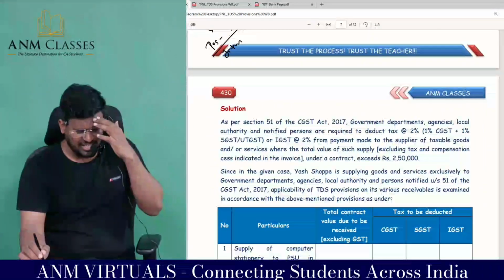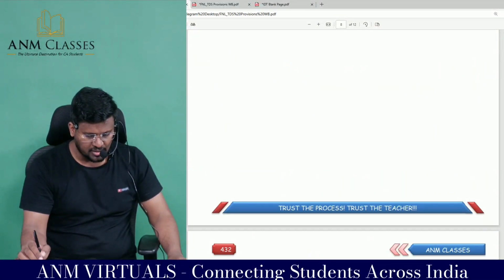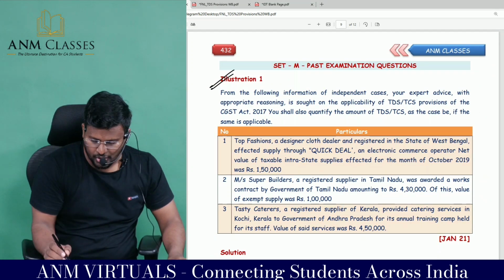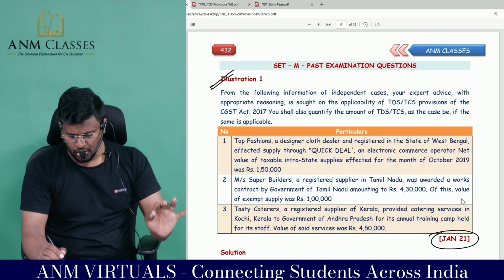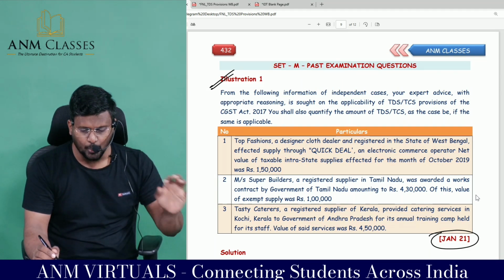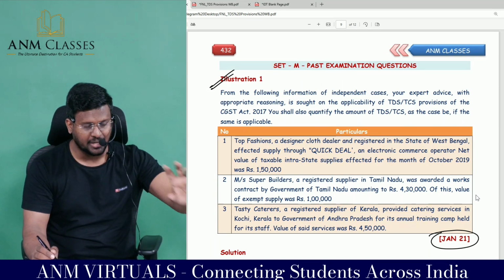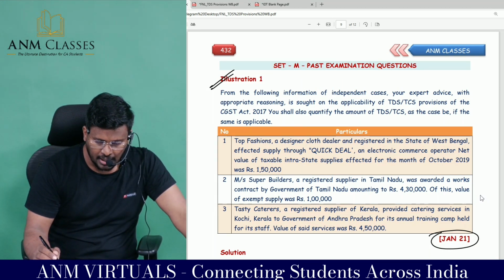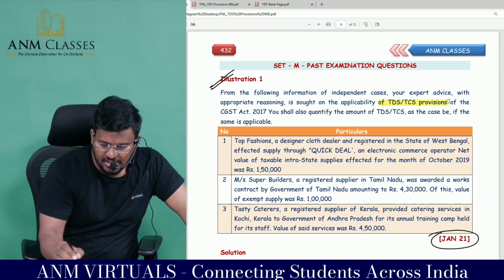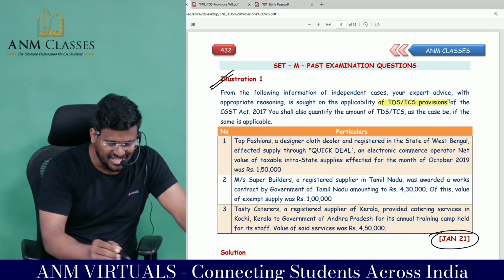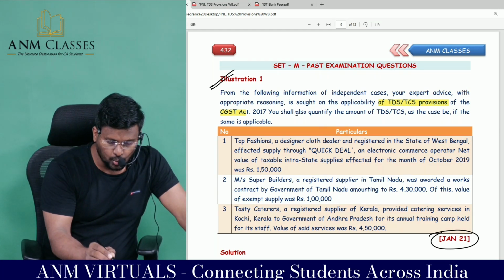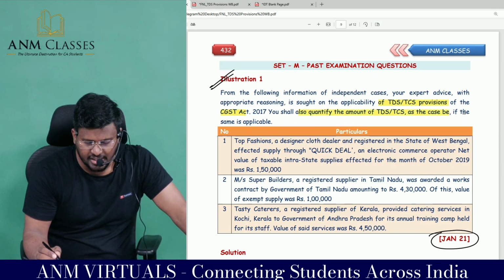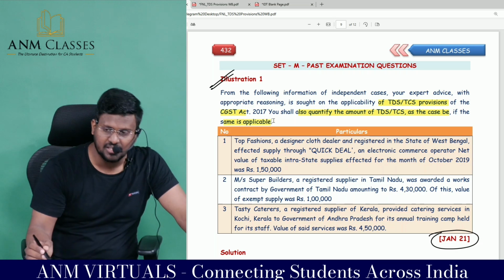Sir, how are these questions tested in examination, my dear lovable students? We'll be doing one past examination question. This is a January 21 question. From the following information of independent cases, your expert advice with appropriate reasoning is sought on the applicability of TDS or TCS provision of the CGST Act. We are going to do both TDS and TCS. You shall also quantify the amount of TDS or TCS as the case may be if the same is applicable.